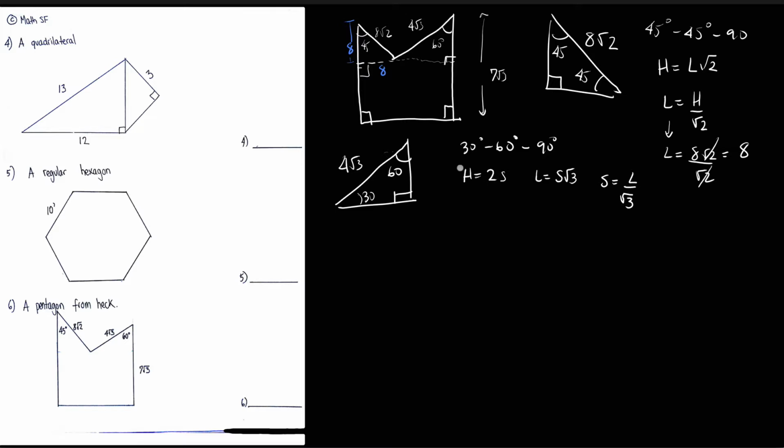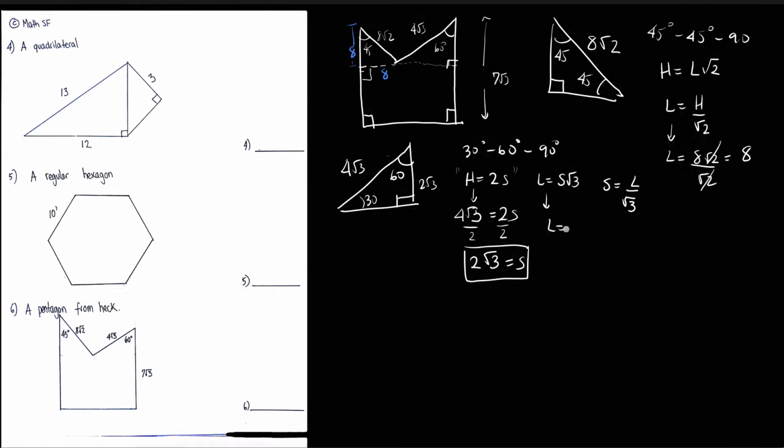Well, I believe I only have the hypotenuse, so I might work with this guy here. So h is actually 4 root 3, right, equal to 2s. Well, if I divide each side by 2, I will get 2 root 3 equals s. Also, I have the short side now. The short side is going to be here, which is 2 root 3. And then the long side, so if I use this, L equals s times root 3, and s is pretty much what we just found, 2 root 3.